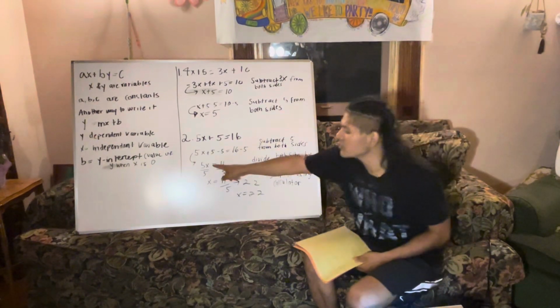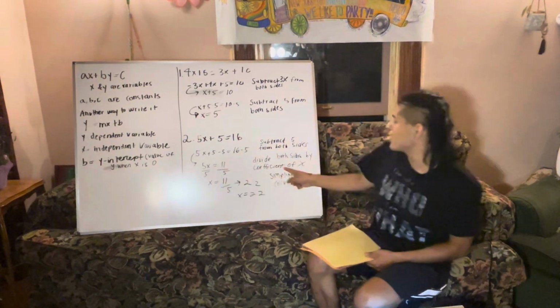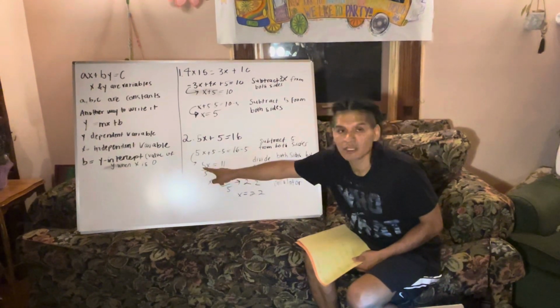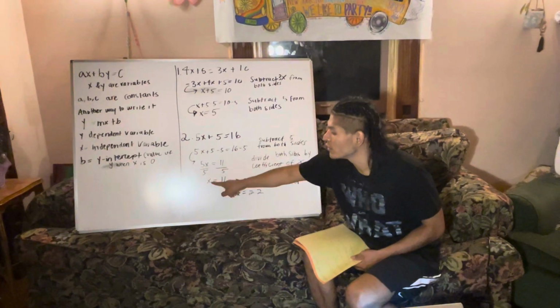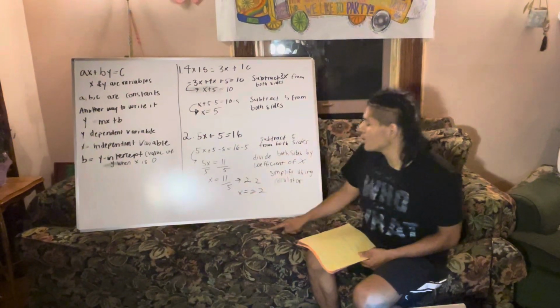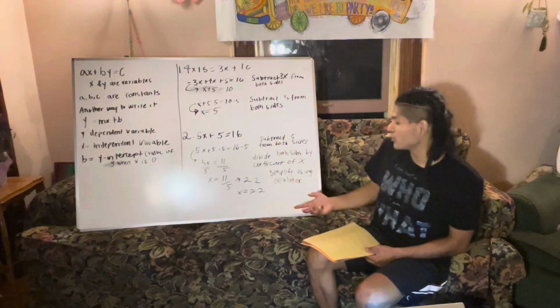Then to get rid of the x here, you have to divide both sides by the coefficient of x. The coefficient of x is 5. So 5 divided by 5 is 1, so you get 1x. Then 11 divided by 5, when you put it in the calculator and simplify it, you get 2.2.